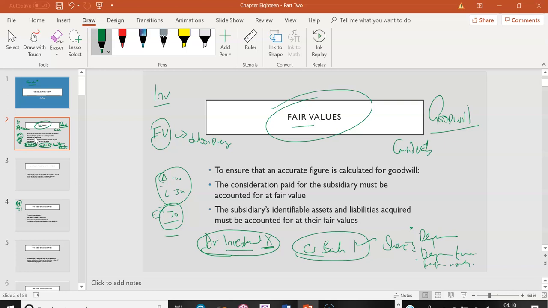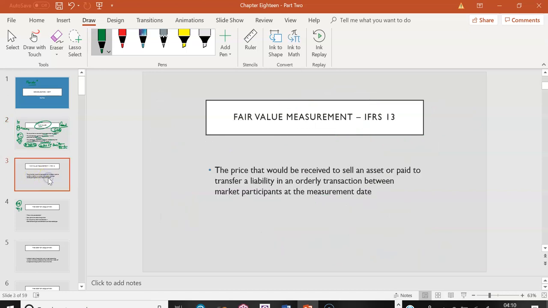So let's look at the objectives. Our aim is to ensure that the right amount is calculated for goodwill, because if we get consideration right, then we can get goodwill right. The consideration paid for the subsidiary must be accounted for at fair value. The subsidiary's identified assets and liabilities must be accounted for at fair value. So we need to go in and see if there are any assets and liabilities that need to be updated.